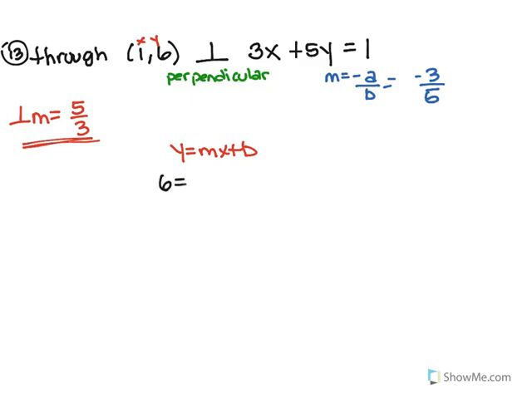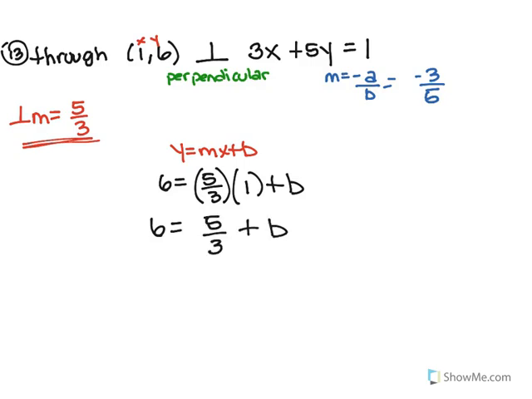So that gives us 6 equals our M, who's 5/3, and X, who's 1. We're going to subtract it. Once you plug in your point, your M, solve for B, and that's going to give us who? 13/3. Good. 13/3.